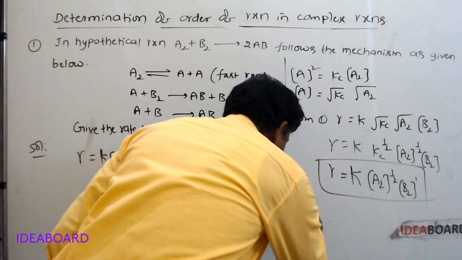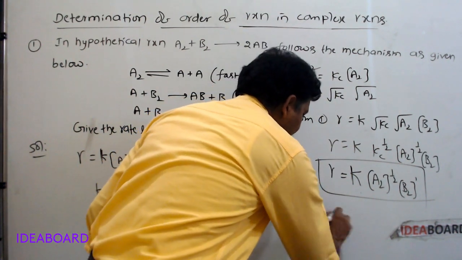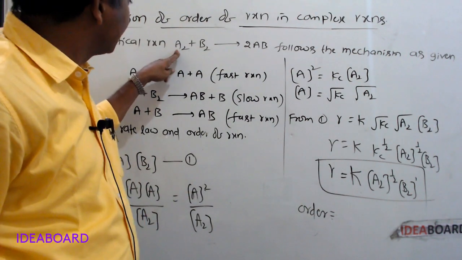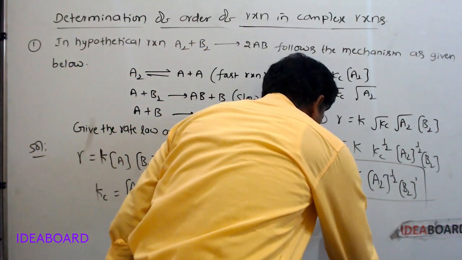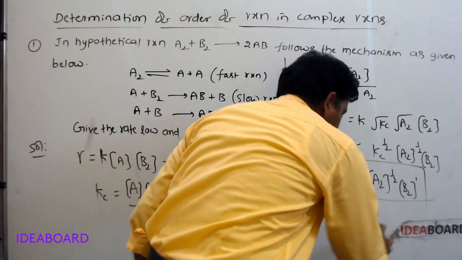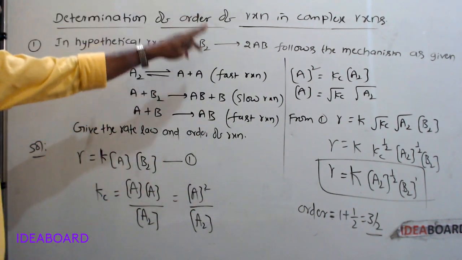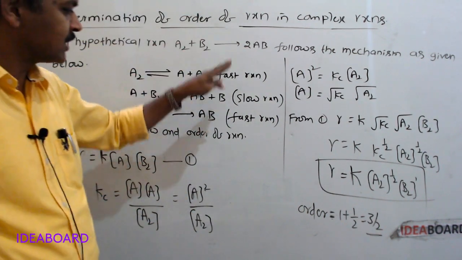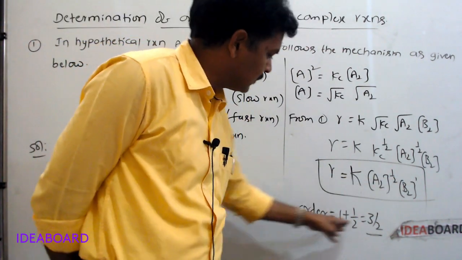So the order with respect to A2 is 1 by 2, and with respect to B2 is 1. Then the overall order is 1 plus 1 by 2, which is 3 by 2. For this reaction a mechanism is given. By using this reaction mechanism, we should write the rate law or rate equation and the order of reaction.